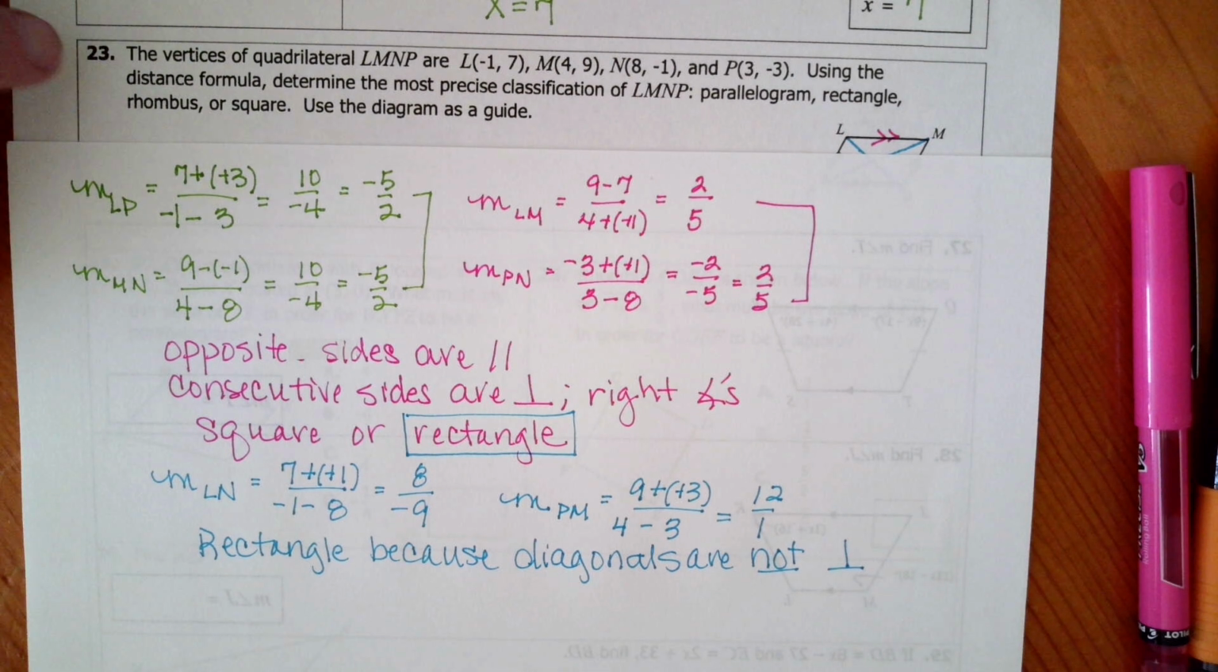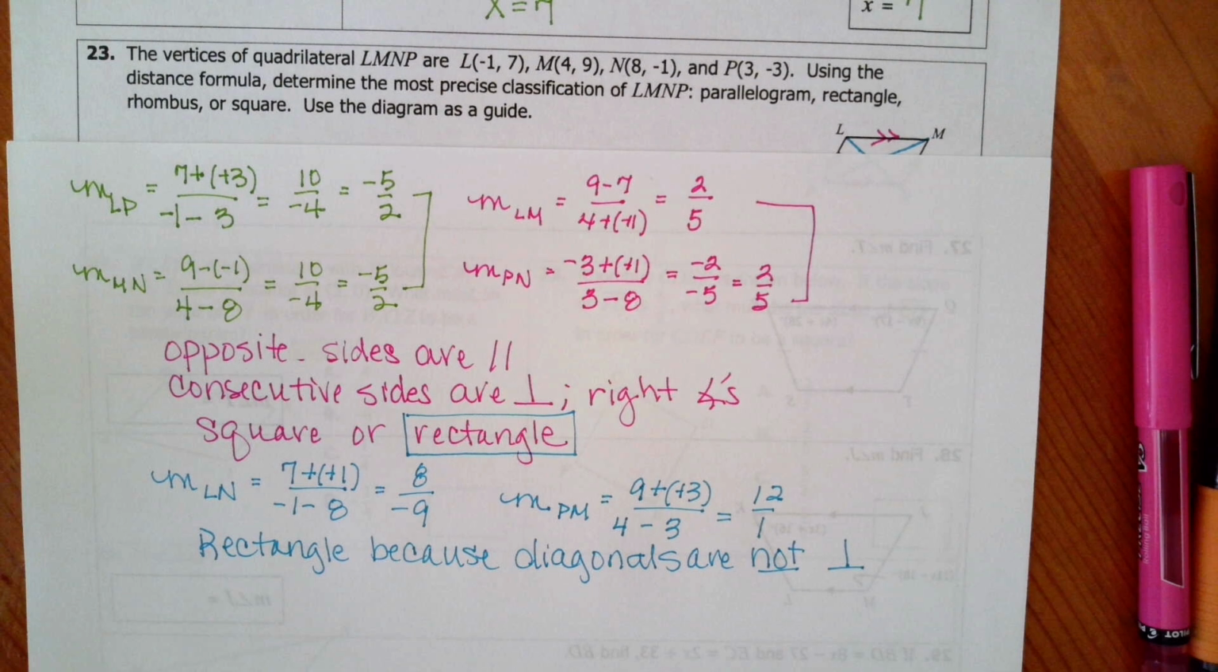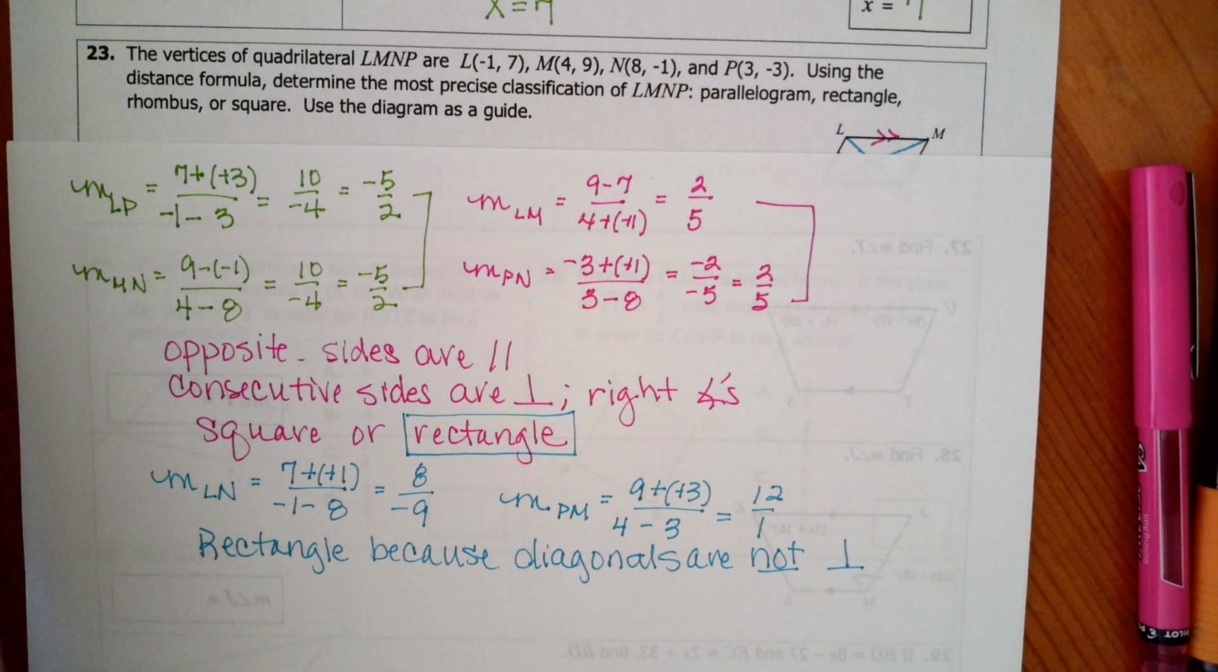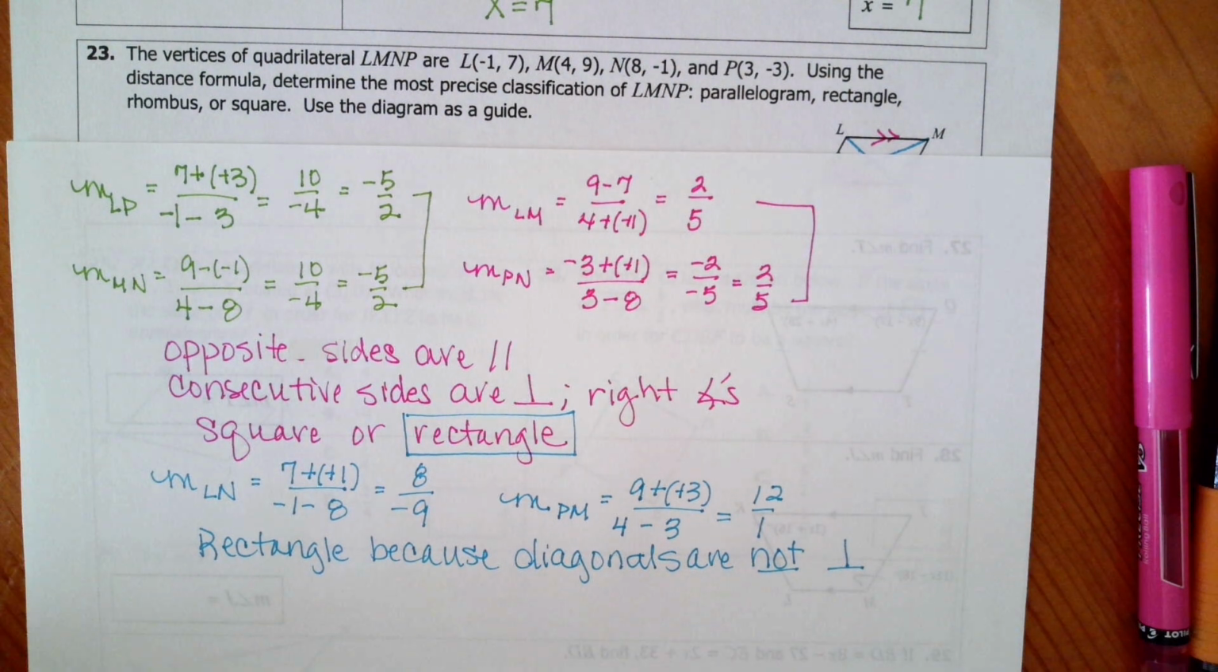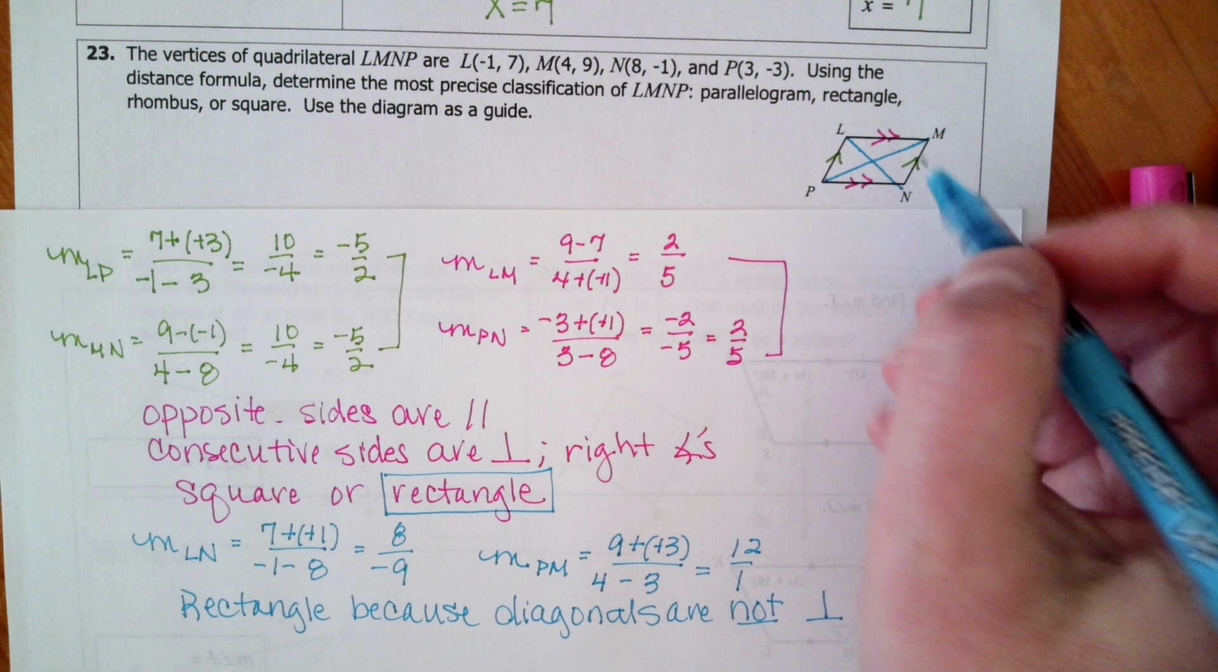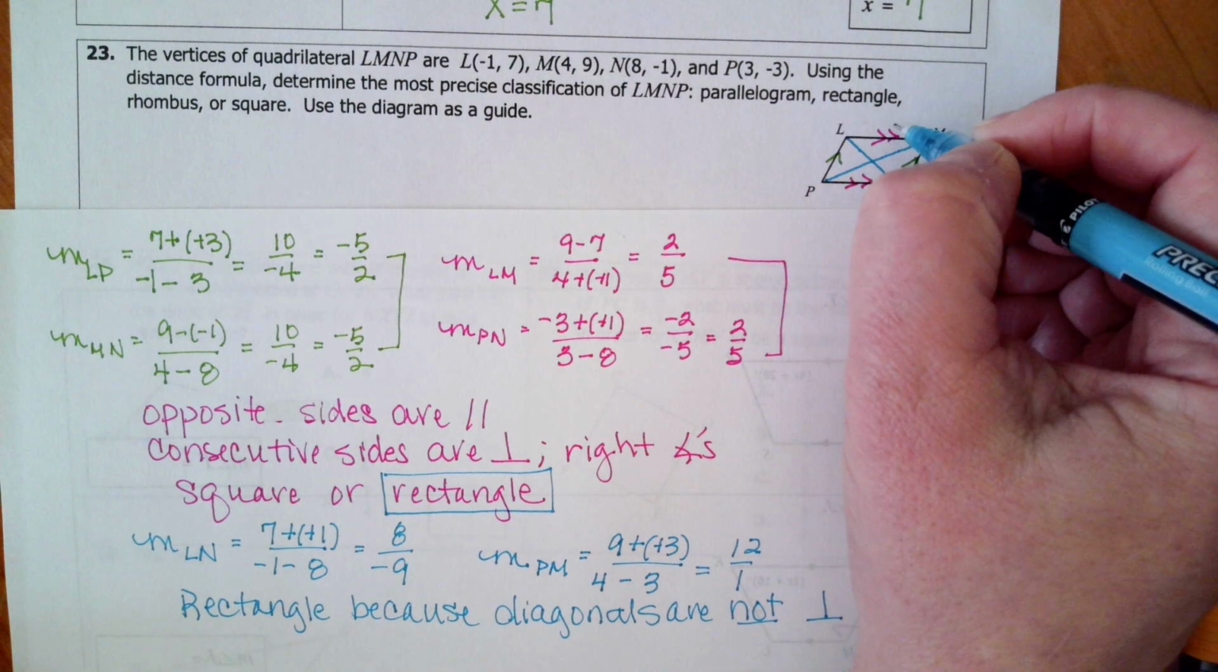Again, we could have gone about this a lot of different ways. I think slope is a little bit faster, so that's why I chose to do slope. But if you had wanted to do the distance formula, you could have done the same thing. If you'd done the distance formula, just so that you talk through it, you would have found that L to M should have come out to the square root of 29.